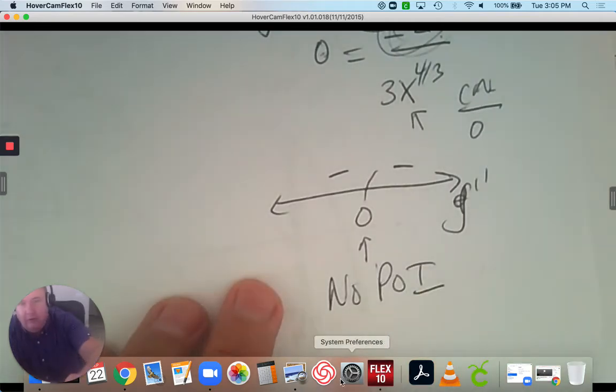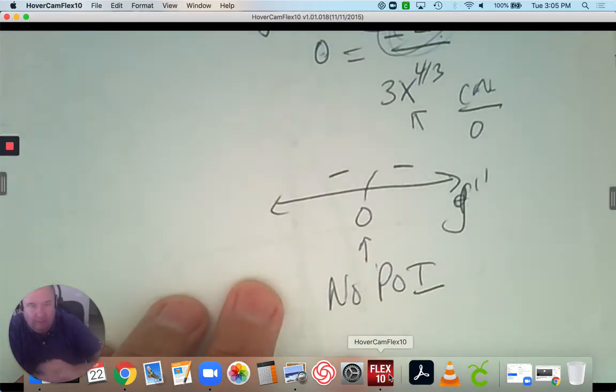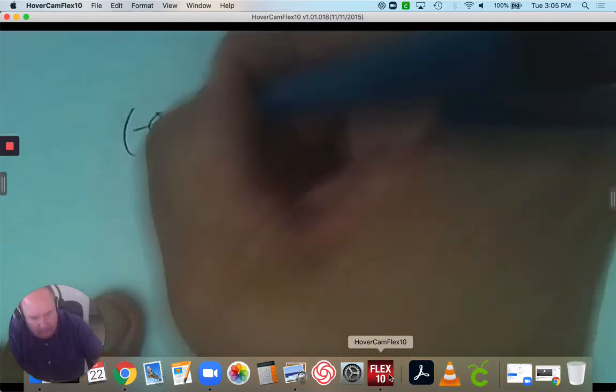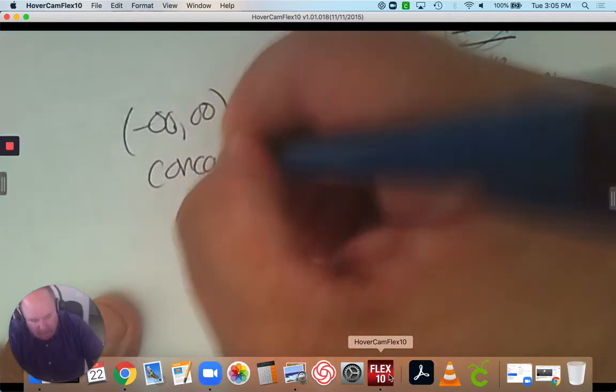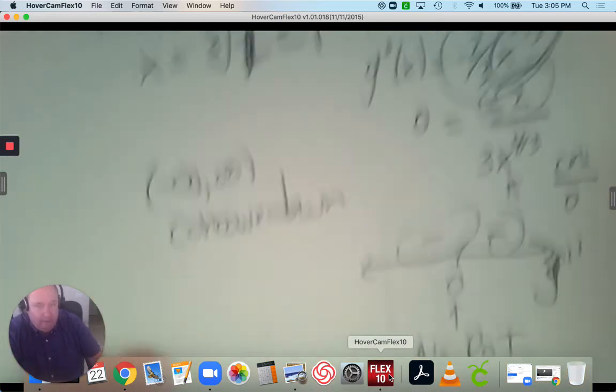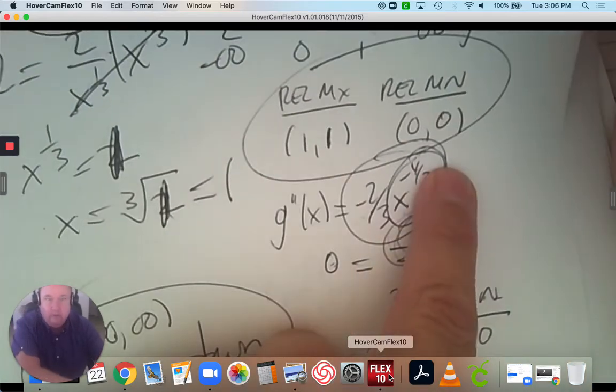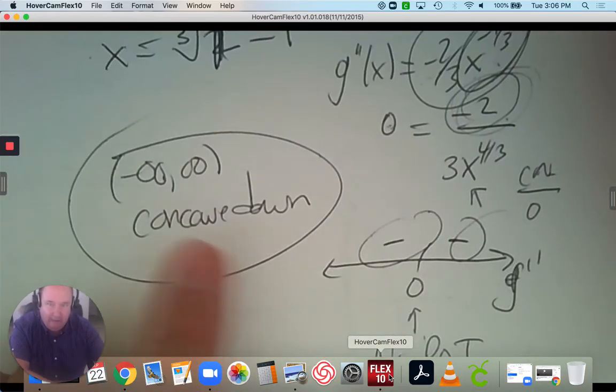Make sure I have all the parts that they're looking for. So find concavity. Okay, so that means the entire thing, from negative infinity to positive infinity, is all concave down. So it's concave down, and here are the turning points. So it said find the extreme points and the concavity, and we did it.